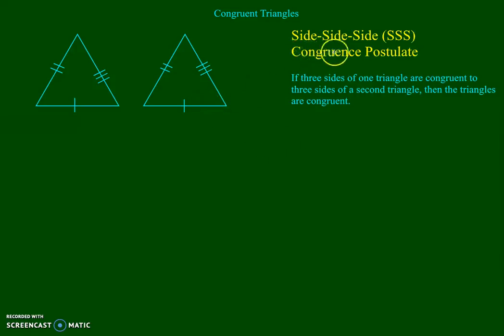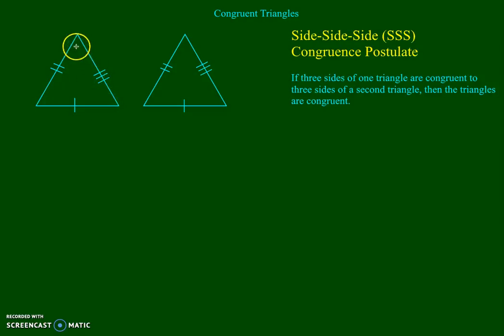Here we have the side-side-side congruence postulate. And what this says is if three sides of one triangle are congruent to three sides of a second, then the triangles are congruent. Now this postulate, it's a postulate, but it can also be considered a theorem. It can be proven using transformations, but we're just going to look at this from an empirical standpoint. If you're given one triangle and all three sides are fixed in length, that means they can't change. The only thing that can change are the three angles.